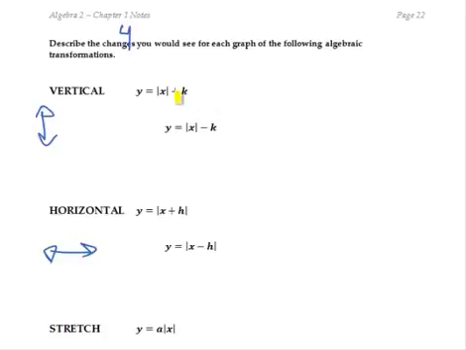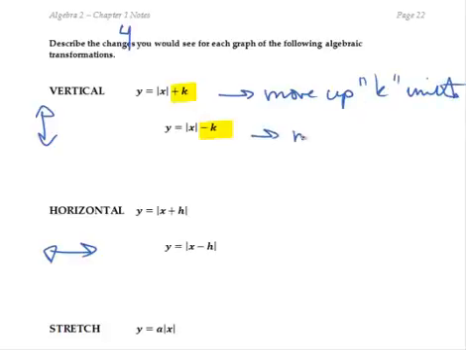Remember that when you see something on the outside of an equation, that's going to move you up or down. This one here means that you will move up k units, whatever k is. And this one, the negative, means that you will move down k units.